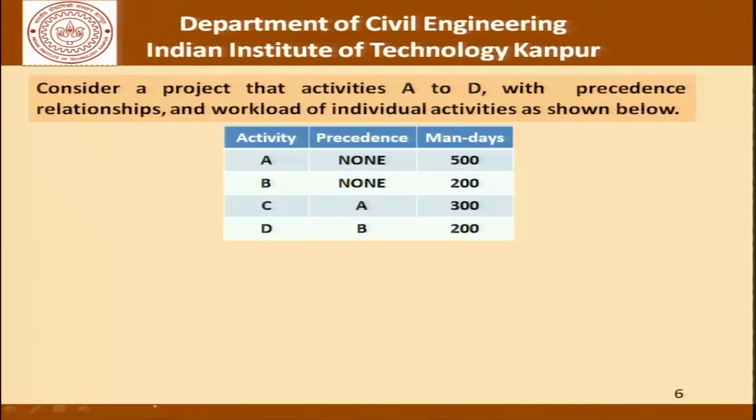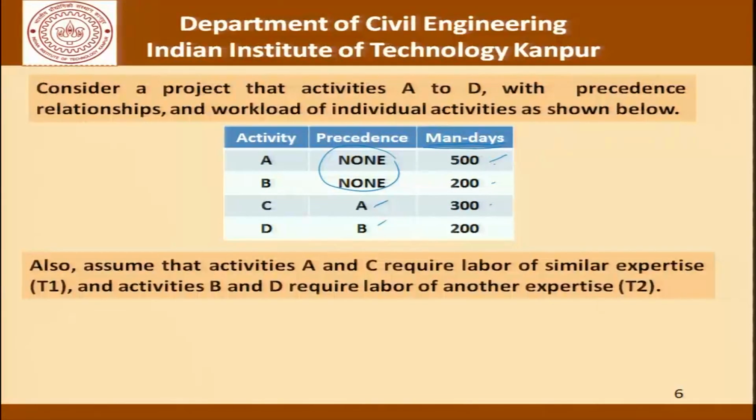We have talked of this project before when we considered a simple project having just activities A, B, C and D with precedences as given. A and B are independent and can be started right at the word go. C depends on A and D depends on B. This is the man day requirement as far as each of these activities is concerned. Now, we also said that A and C require labor of similar expertise, let us say T1, and B and D require labor of another expertise which is T2.